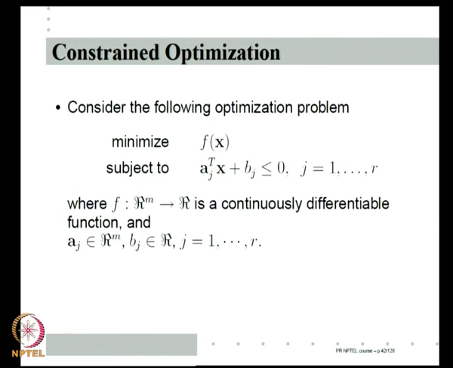A1 transpose x plus B1 should be less than 0, A2 transpose x plus B2 should be less than or equal to 0, and so on and so forth. F is a function that maps Rm to R, and we assume it to be continuously differentiable. These Aj vectors are also in Rm because I want to calculate Aj transpose x. So, this is some linear function of x, affine function of x. Normally, you call this the objective function or cost function or criterion function.